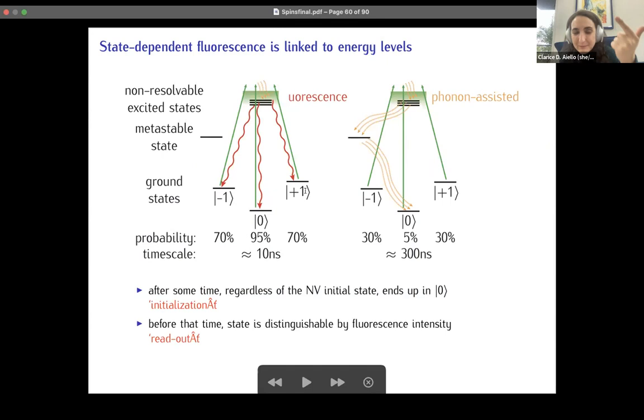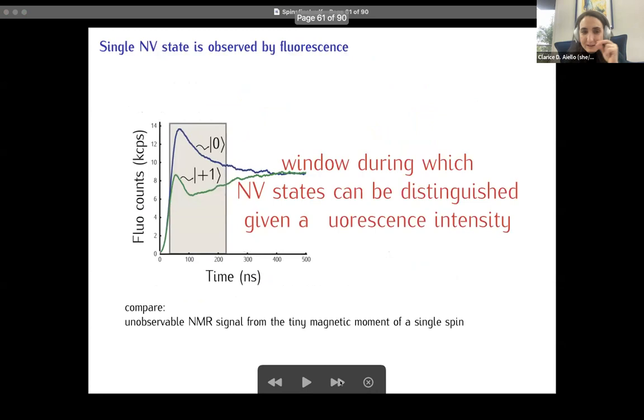But before that time, because if you are in state +1 and -1, versus if you're in state zero, you emit light on average a different amount of time. For state -1, you only emit light 70% of the time, and state zero, you emit light 95% of the time. Before that long time where everything is back to zero, you can actually distinguish the quantum state of this spin by fluorescence intensity. So if you plot the fluorescence counts as a function of the time during which you apply light to this defect, and then you count those light counts, there is an effective window during which the electron spin states can be distinguished given a fluorescence intensity.